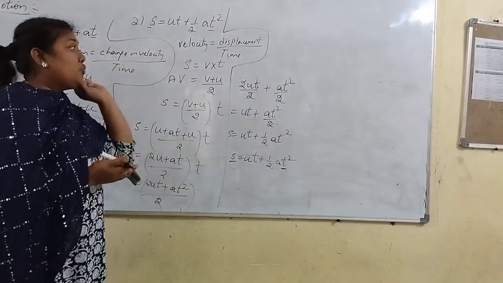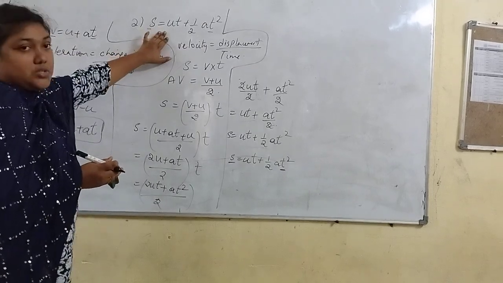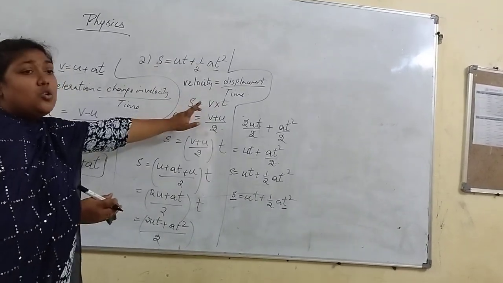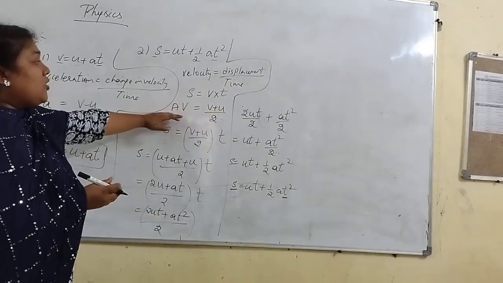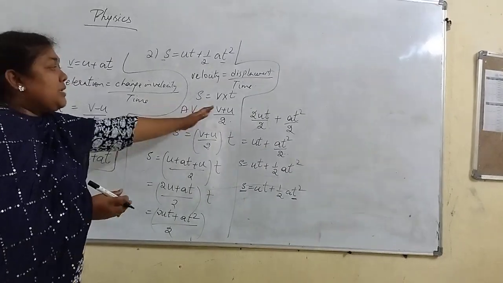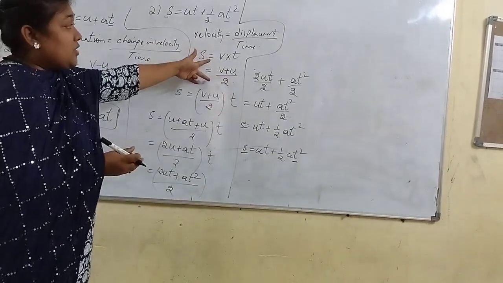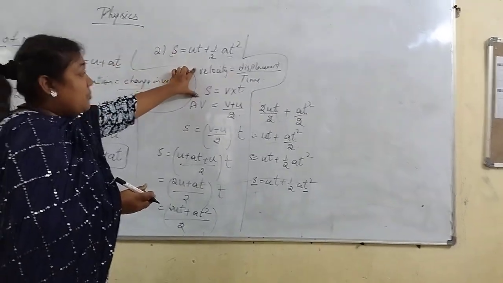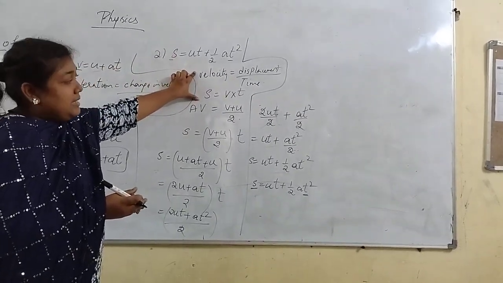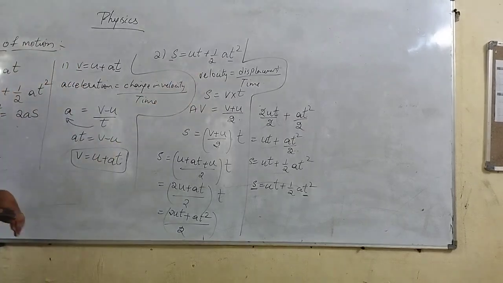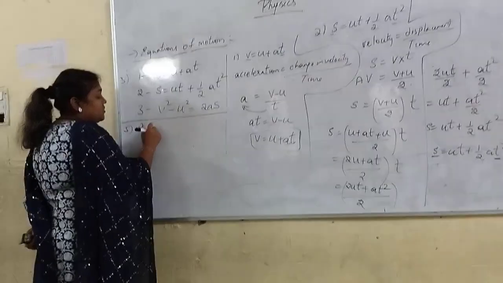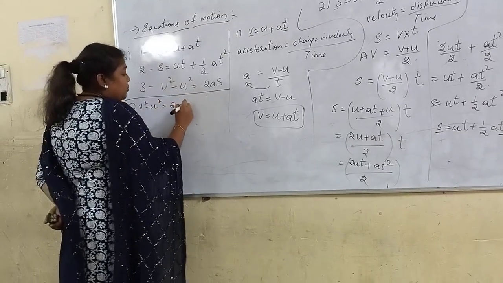So how did we get this equation? By taking two formulas: velocity equals displacement by time, from which we derive displacement equals velocity into time, and also average velocity equals v plus u by 2. By having these two equations we derived the second equation, and with these same two formulas we are going to derive the third equation, which is v square minus u square equals 2as.